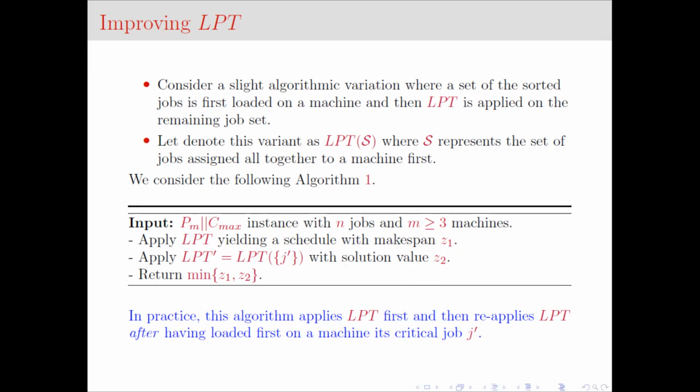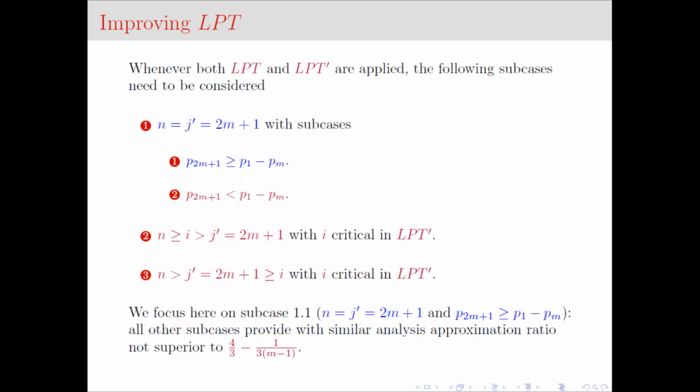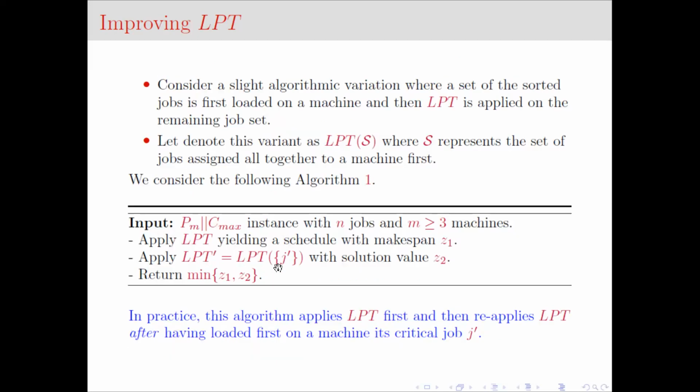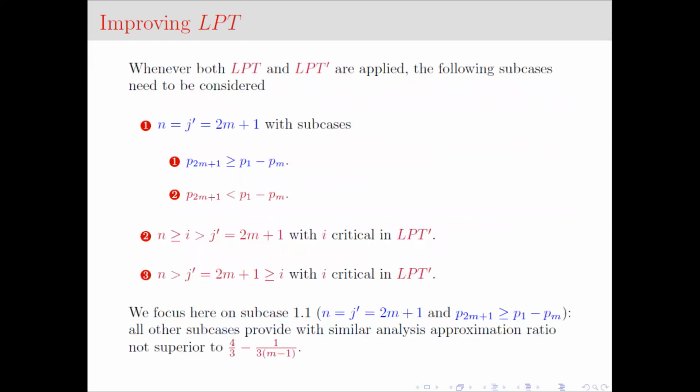But I was saying that for the time we were considering J prime equal to N. So we take this job, we put it on the first machine, and then we apply LPT. So the complexity is the same. Actually, we run basically twice the same algorithm. And what we can show, but I'm not going to do that because I'm not going to have the time, but I will at least tell you something about it. We managed to show that it is possible to improve.